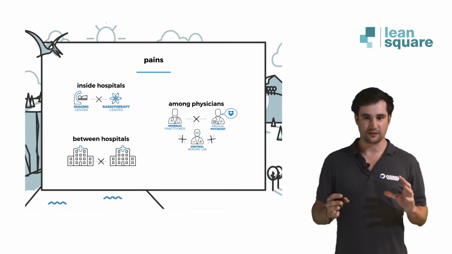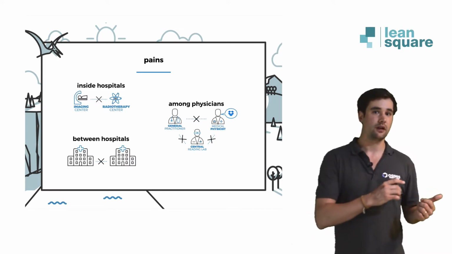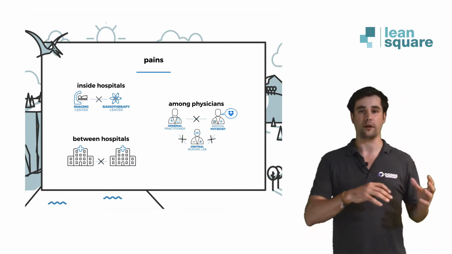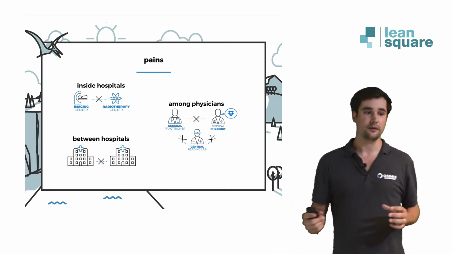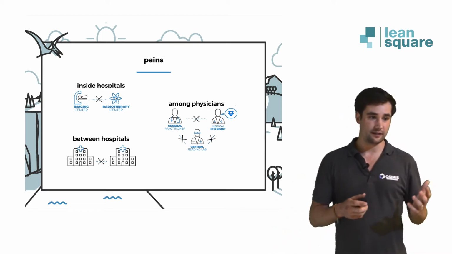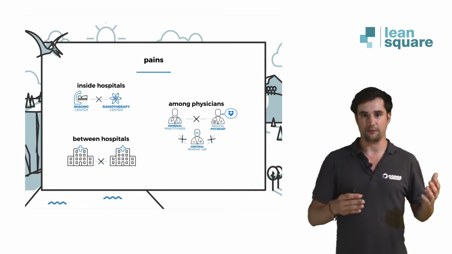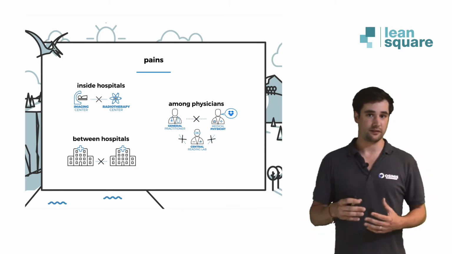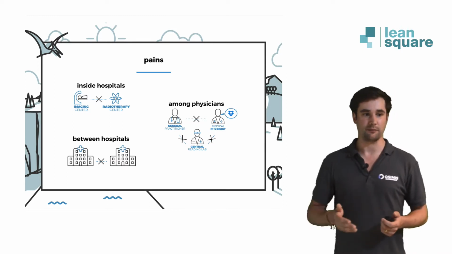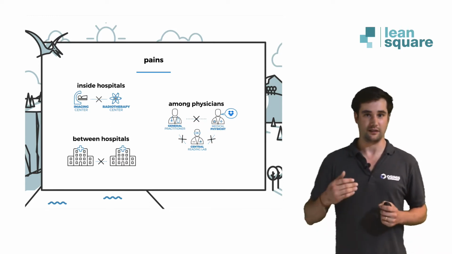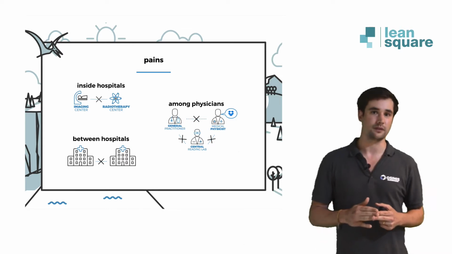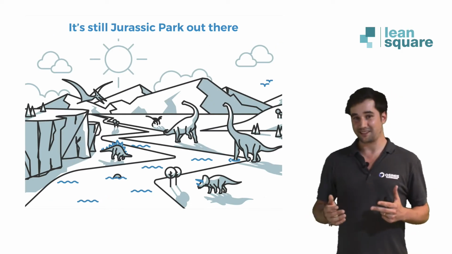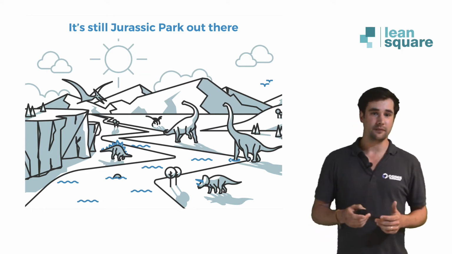Now, this causes three main problems. First of all, in the hospitals themselves, it's very difficult to exchange an image from one department to the other. The second problem is that images can't be exchanged among hospitals, and the worst problem is actually for the medical physicists. They do not have any solution for the moment to exchange studies. So basically, it's still Jurassic Park out there.